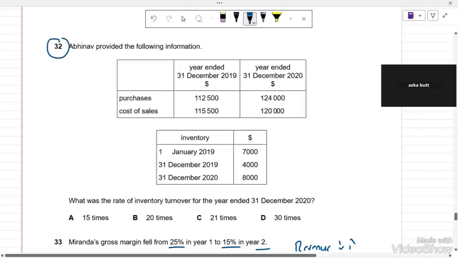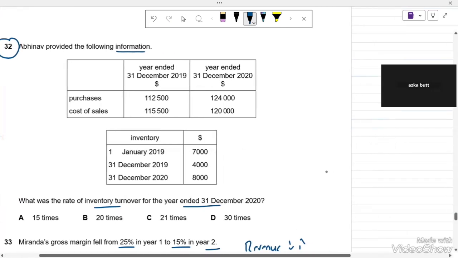Okay, so we have question number 32, that Abhinav provided the following information. First of all, let's read the requirement. What was the rate of inventory turnover for the year ended 31st December 2020? Basically, we need to find out the inventory turnover rate. What formula can we use for this?